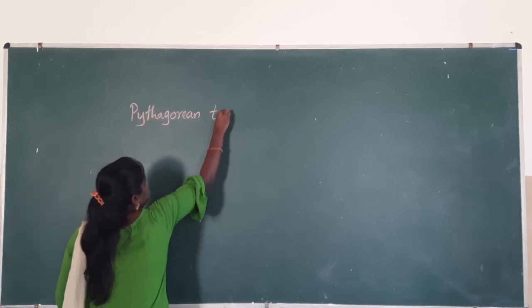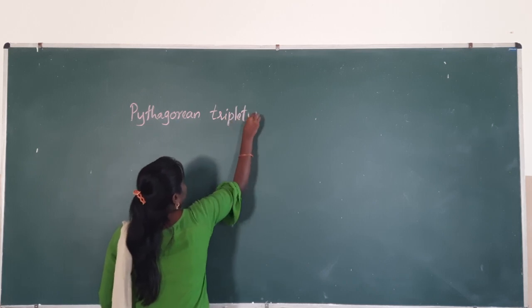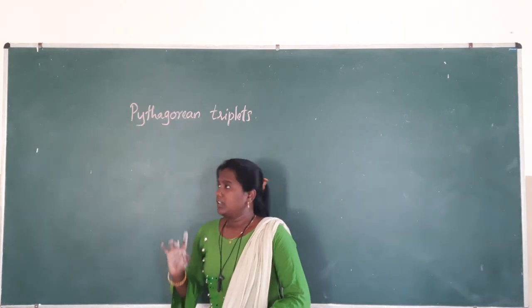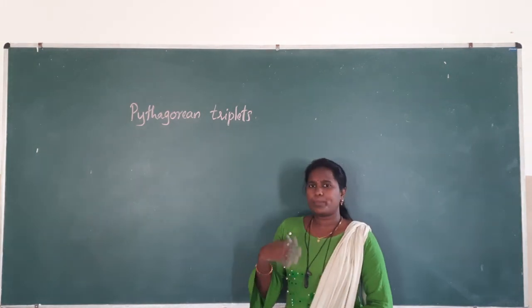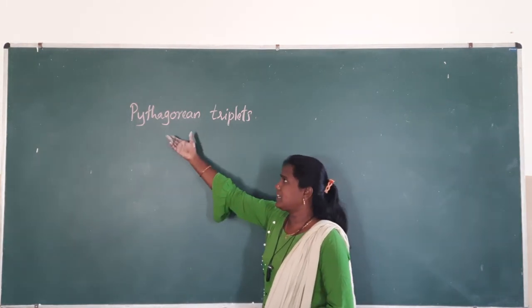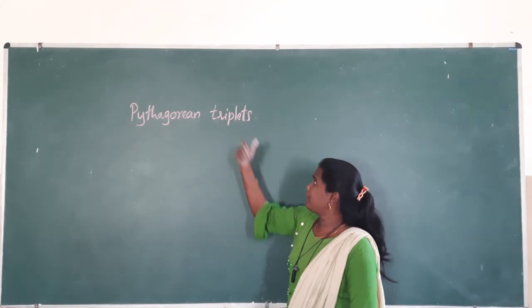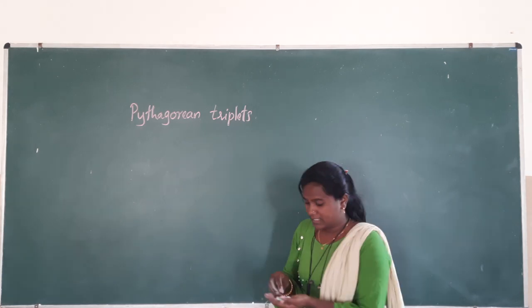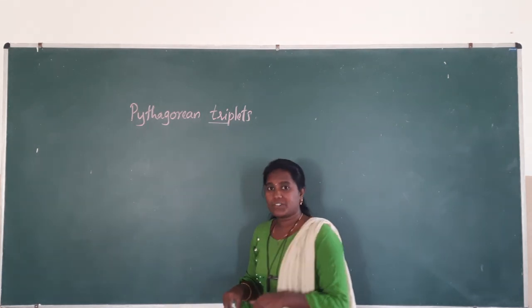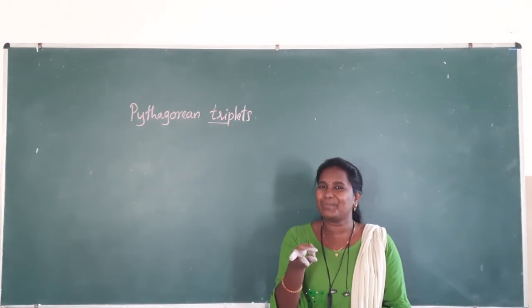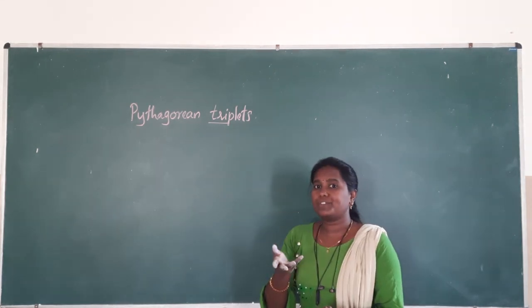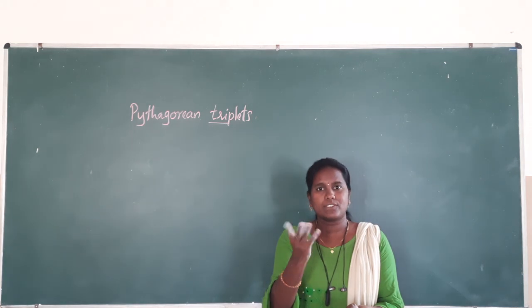Pythagorean triplets or Pythagorean numbers. This is Pythagoras, and these are triplets. What is the meaning of triplets? Triplets means 3 numbers.